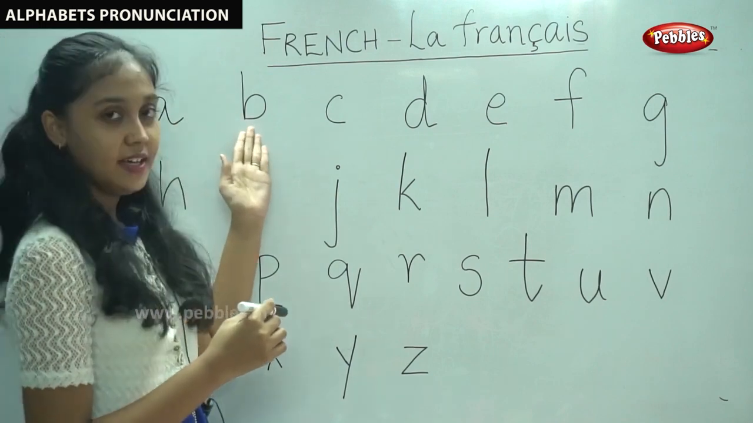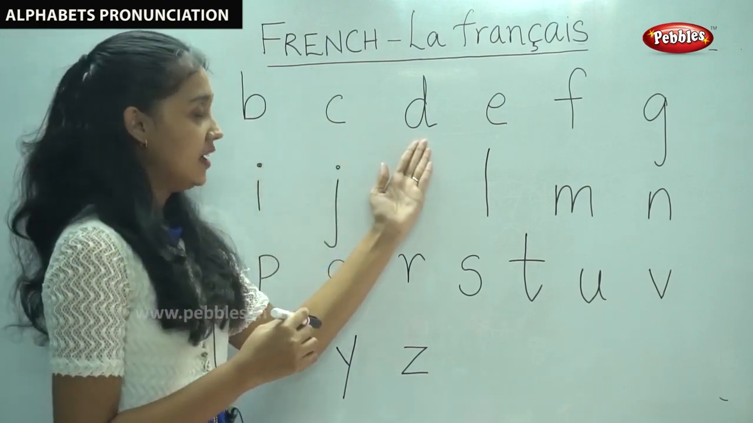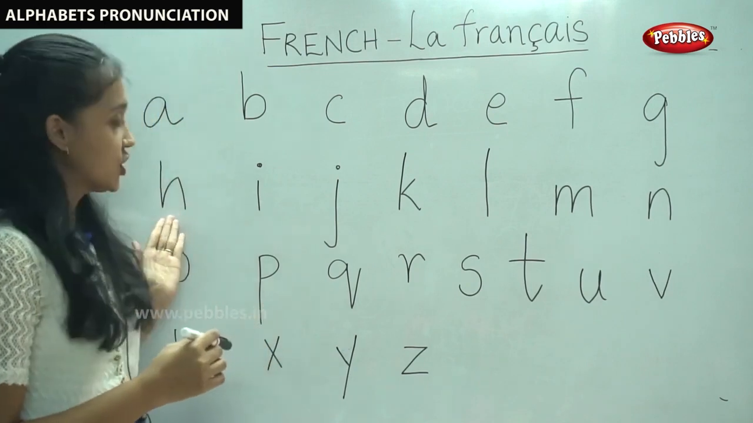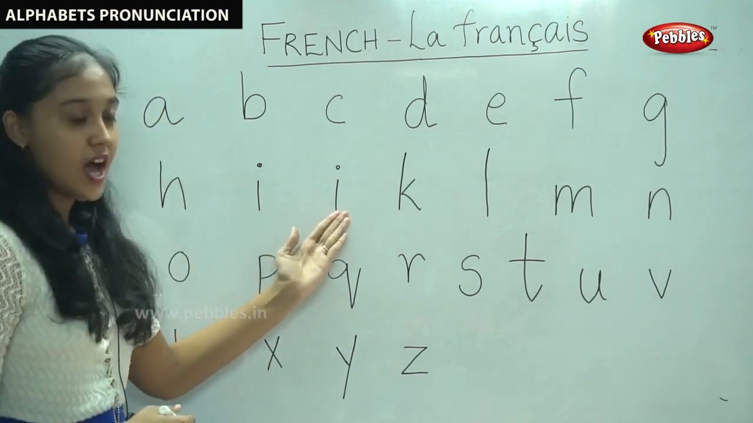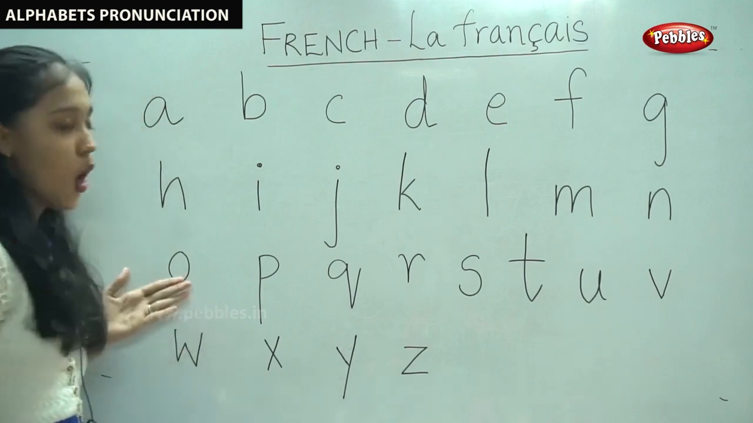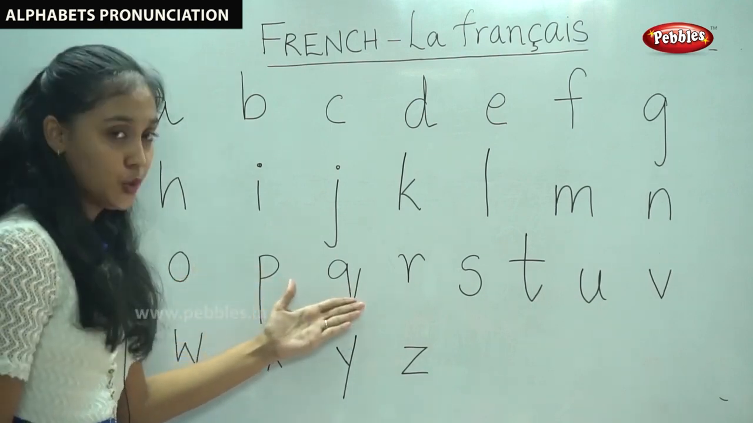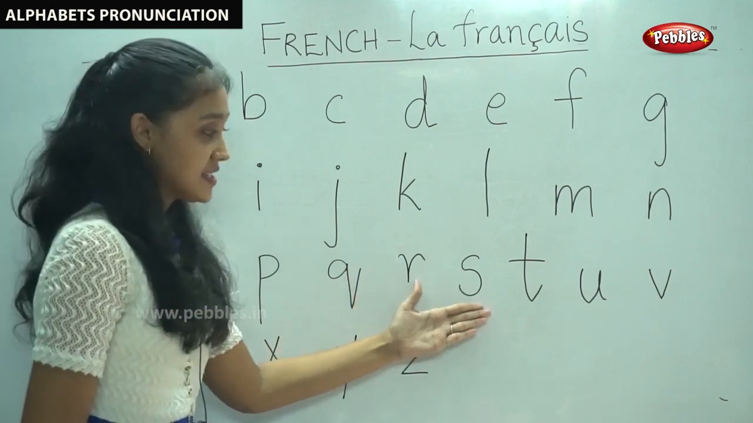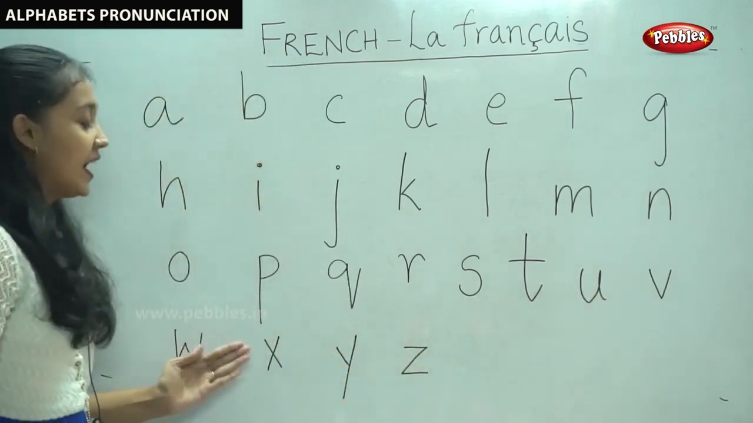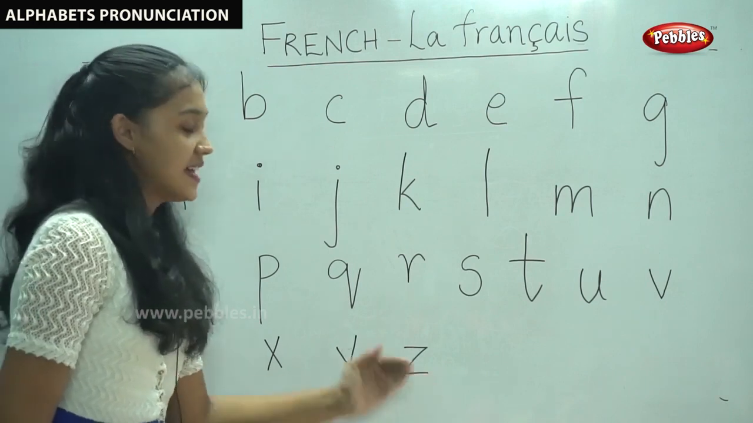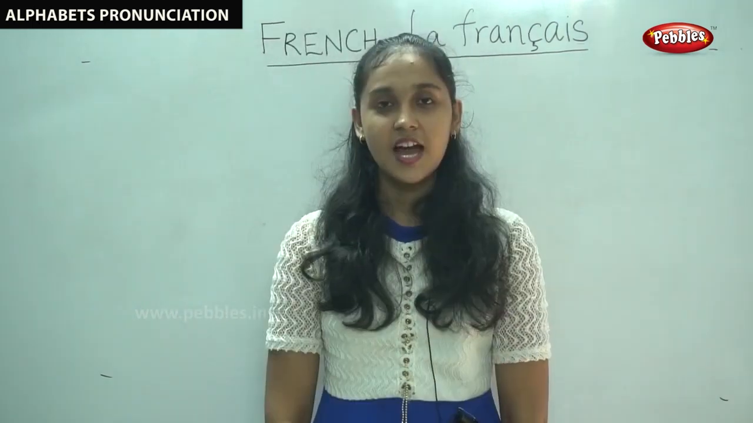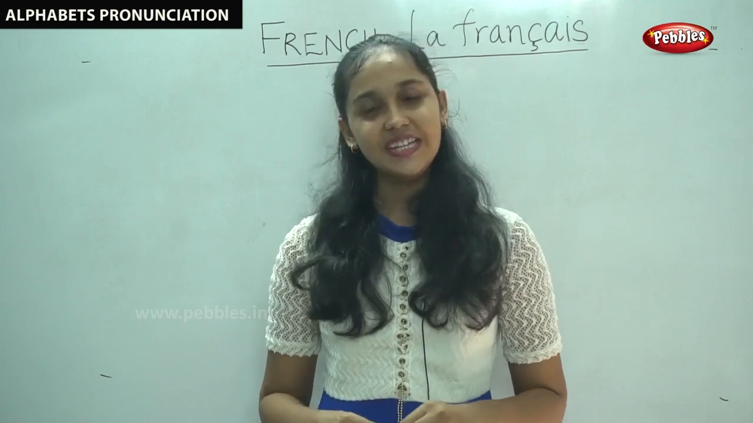A, B, C, D, E, F, J, H, E, G, K, L, M, N, O, P, Q, R, S, T, U, V, W, X, Y, and Z. It may be difficult at first, but if you practice, it's going to be very easy. Now, let us learn the pronunciation in detail.